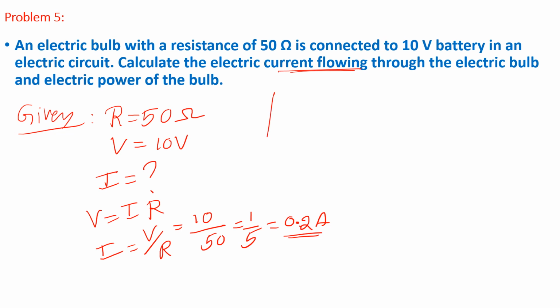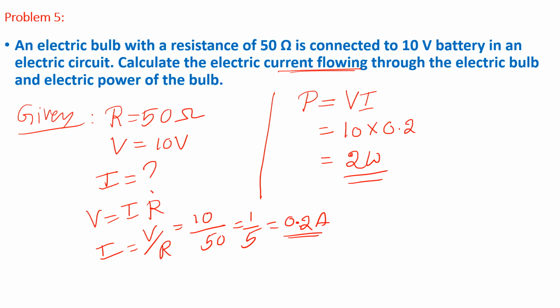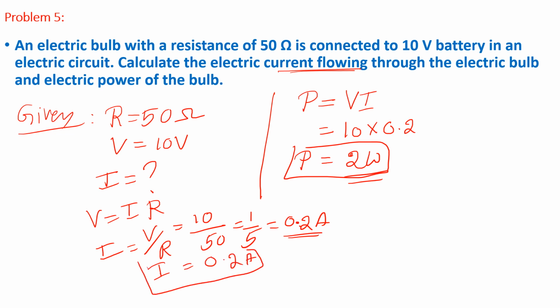And electric power is also asked. How to find out the power? Power P is equal to V into I. V is given and I we have already calculated. So P is equal to 10 into 0.2, which is 2. And what is the unit of power? It is nothing but watt. The bulb is of 2 watt of power and the current is equal to 0.2 amperes. So these are the answers for the given question.